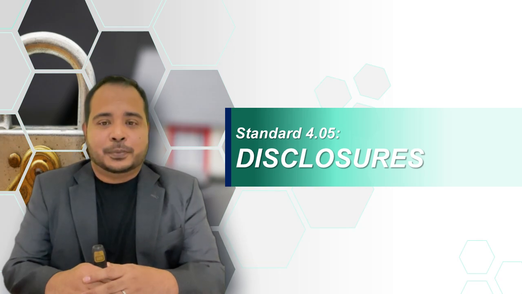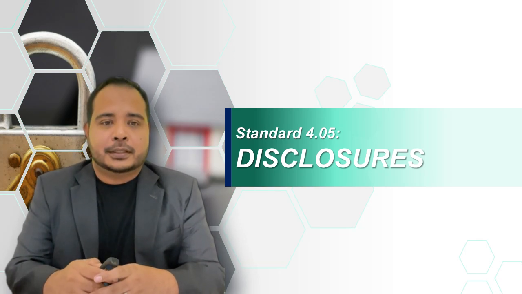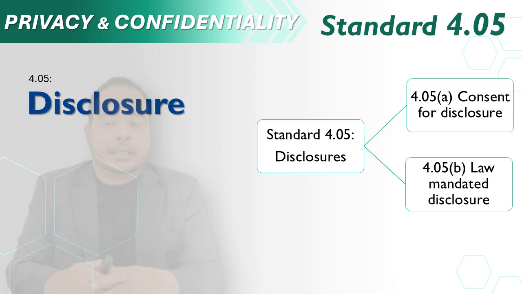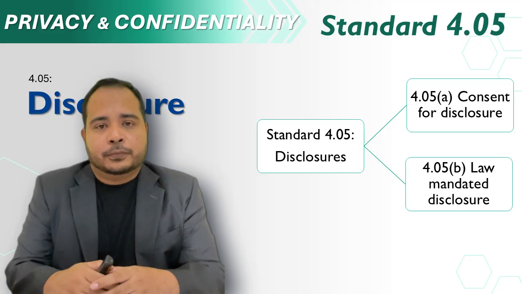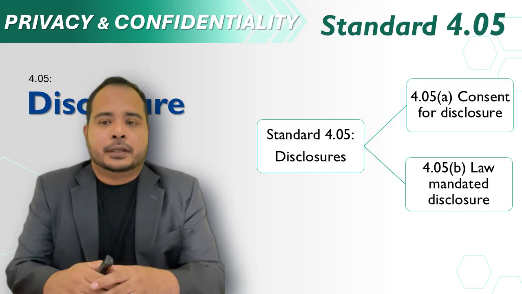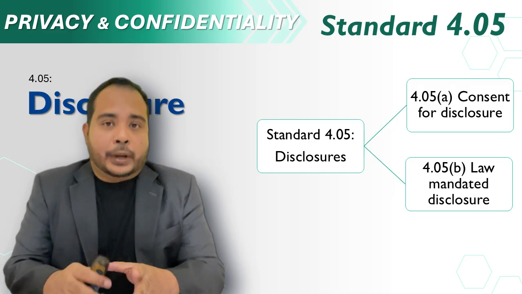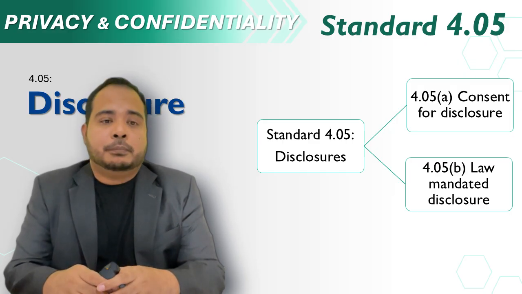Okay, standard 4.05 is about disclosure. Under standard 4.05, we have two sub-standards: 4.05A on consent for disclosure and 4.05B, law-mandated disclosure. This standard 4.05 outlines when and how we may be able to share confidential information.